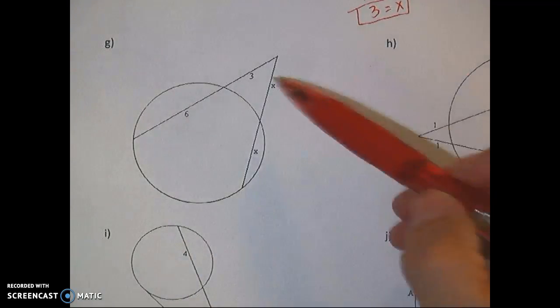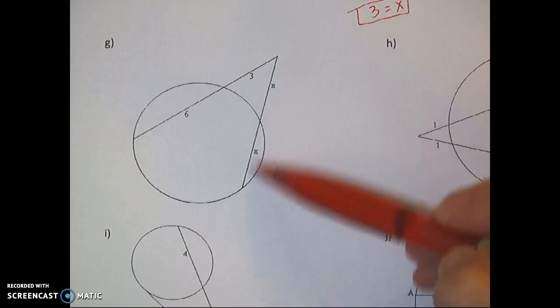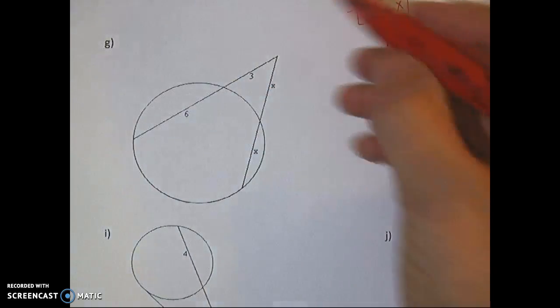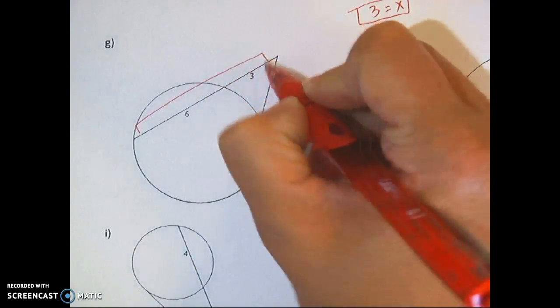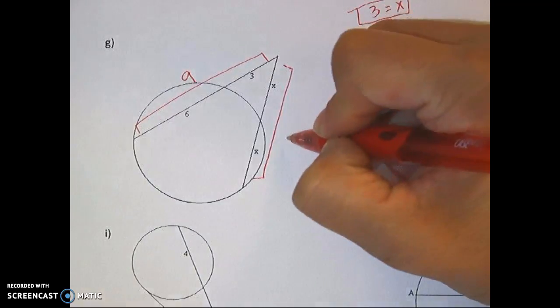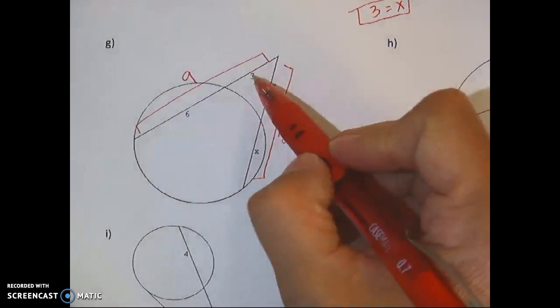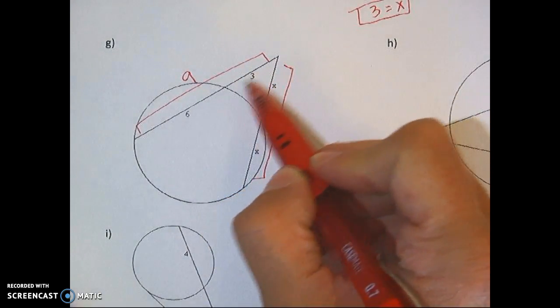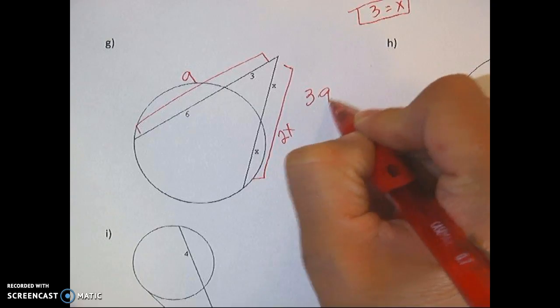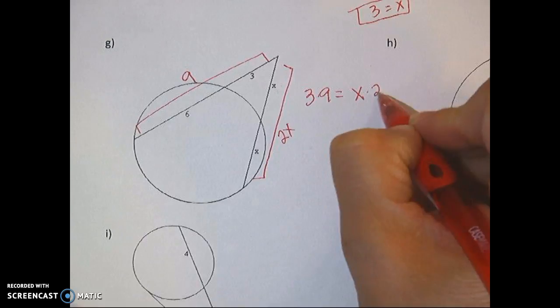Part G, I have, again, two secants. That means that the external part times the whole thing is going to equal the external part times the whole thing. So here my whole segment is 3 plus 6, which is 9. Here the whole segment is x plus x, which is 2x. If I have one x and I add another x to it, how many x's do you have? Well, you now have 2 x's. And then I'm going to do the rule that says 3 times 9, that's the external part times the whole piece, is x, that's the external part, times 2x.